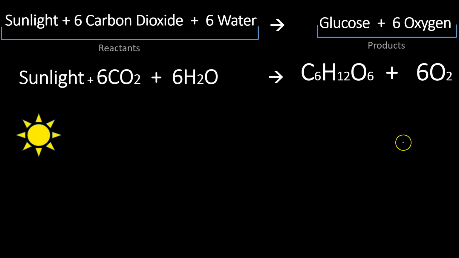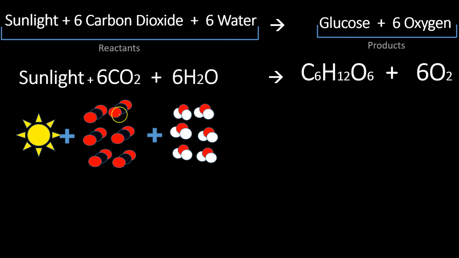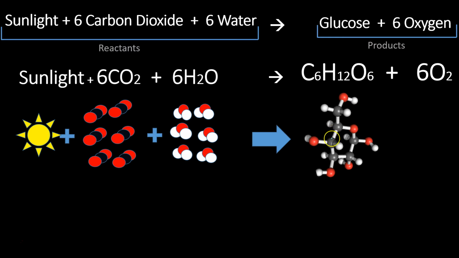So, these are just the different ways to show the same equation, just like before we did cell respiration. Sunlight plus 6 carbon dioxide plus 6 water gives us glucose and oxygen. We can also say sunlight plus 6 CO2s plus 6 H2Os gives us C6H12O6 plus 6 O2s. Or we could also show it this way with a model. These are our 6 carbon dioxide molecules, our 6 water molecules, our single molecule of glucose, and our 6 molecules of O2.